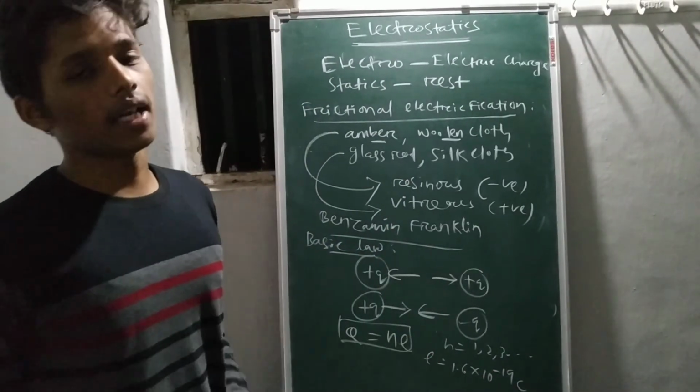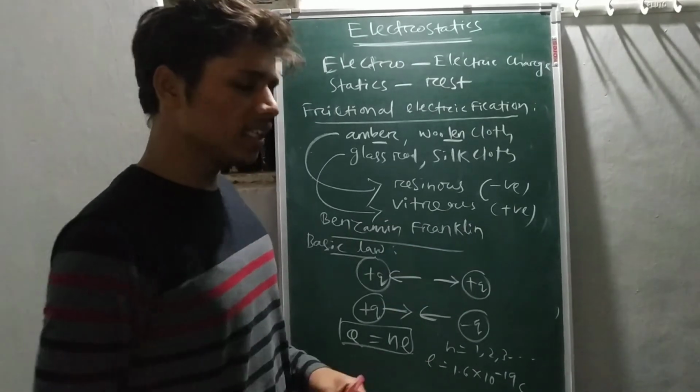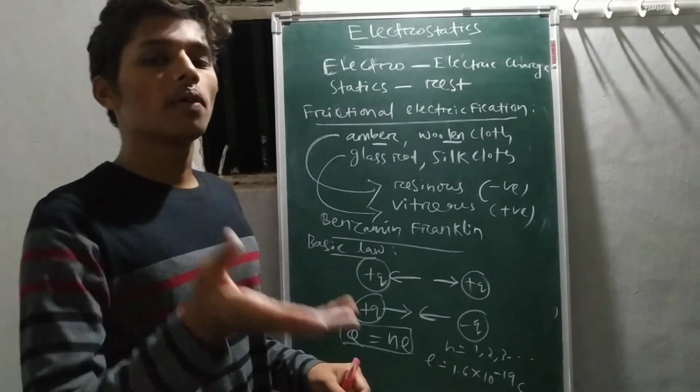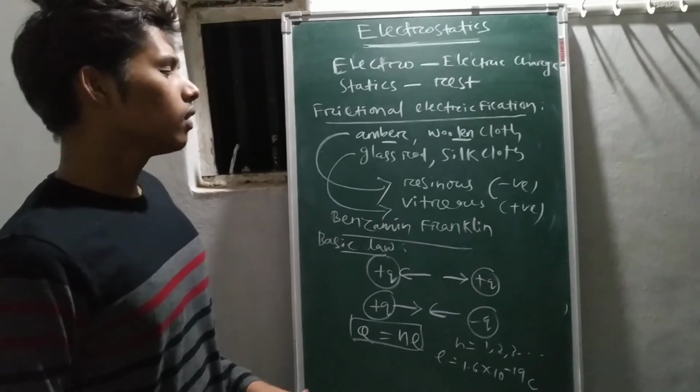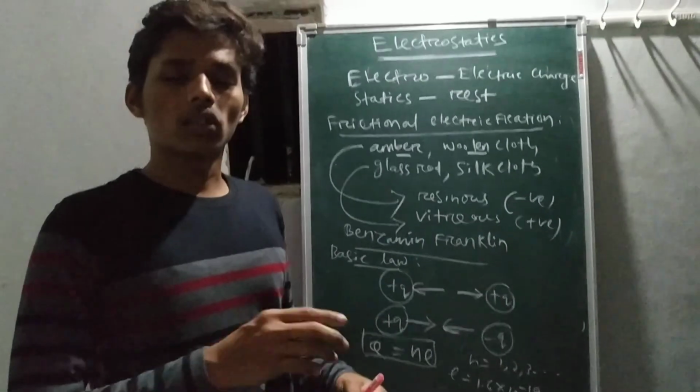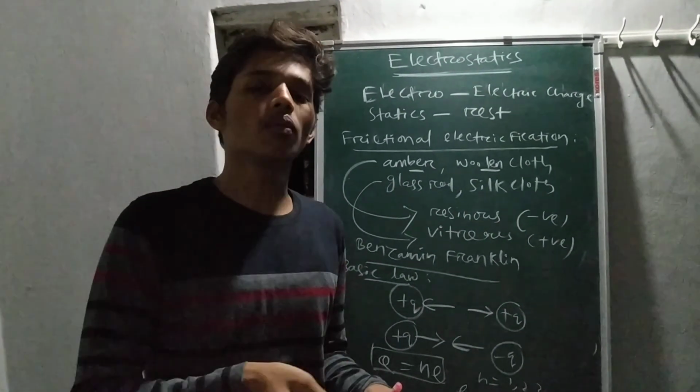This is called quantization. Then there is the law of conservation of charge. What is the law of conservation of charge? The total charge of an isolated system remains constant.